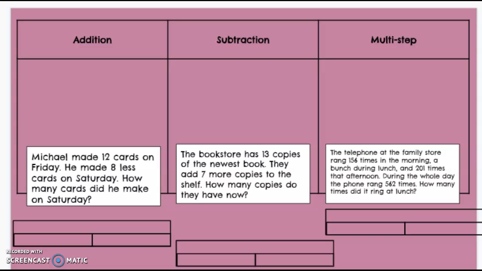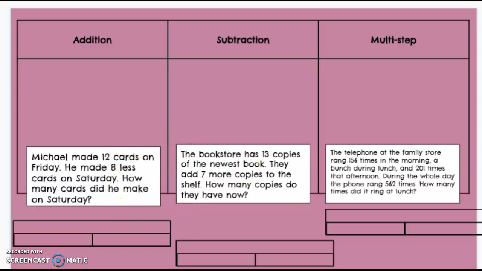Okay, we're going to keep on practicing. So we're going to practice again with these questions. And it says, Michael made 12 cards on Friday. He made 8 less cards on Saturday. How many cards did he make on Saturday? He made 12 on Friday. He made 8 less on Saturday.